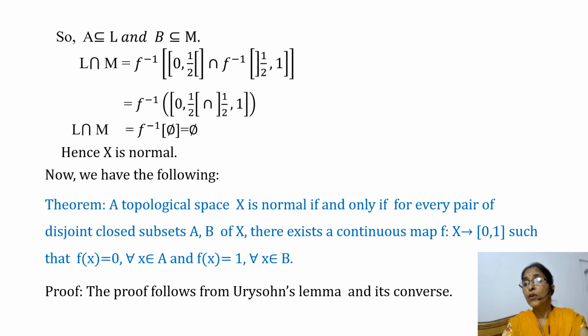Now we have the following theorem, which states that a topological space X is normal if and only if for every pair of disjoint closed subsets A, B of X, there exists a continuous function f from X to closed interval [0, 1] such that f of x is equal to 0 for every x in A and f of x is equal to 1 for every x in B. Now, this theorem can be proved by using Urysohn's lemma and its converse. Thank you.